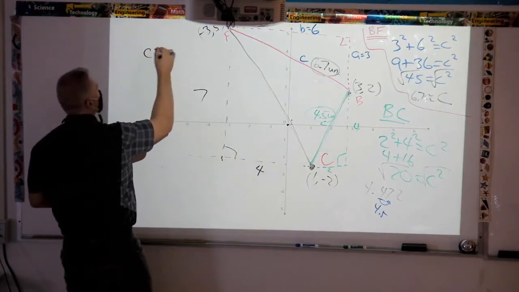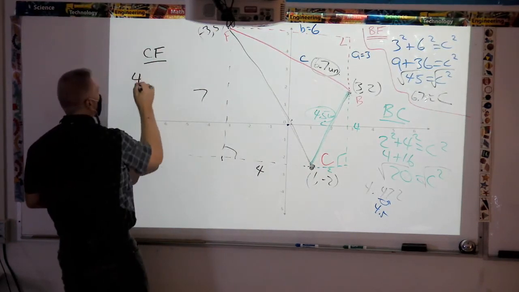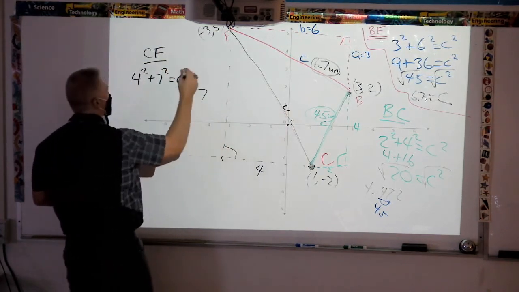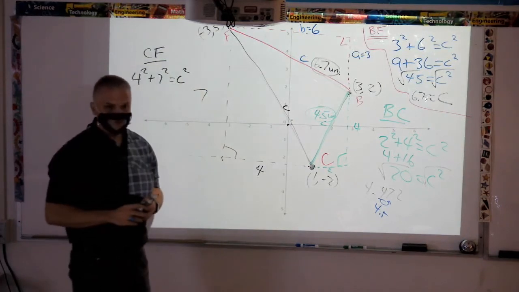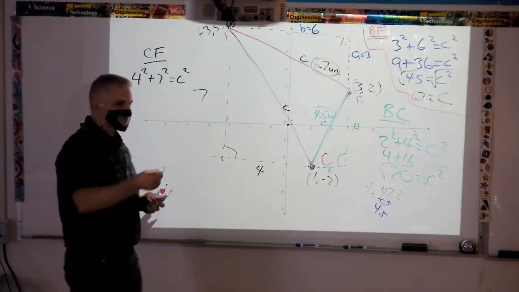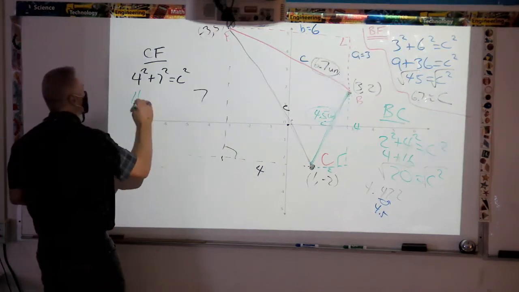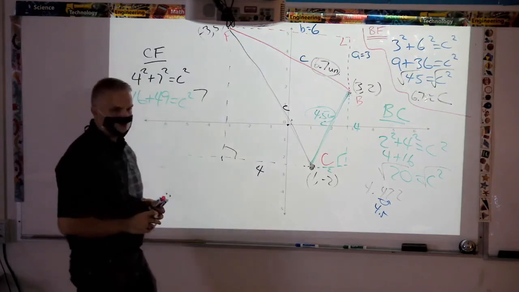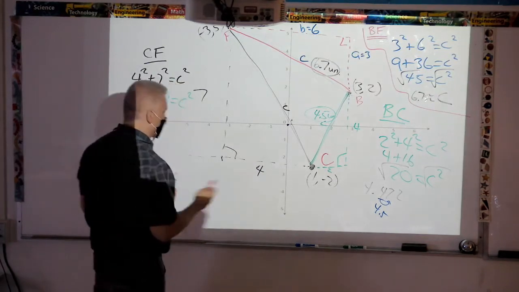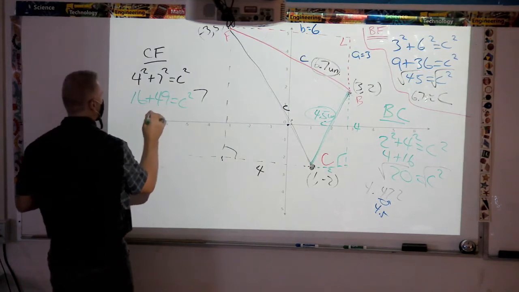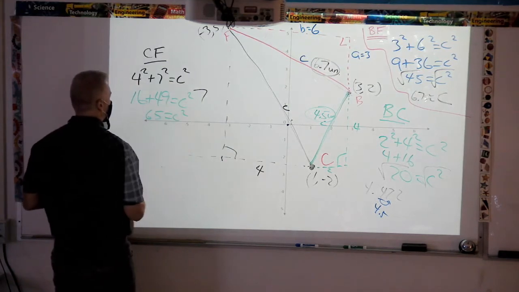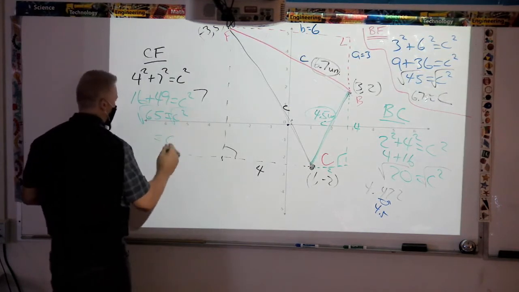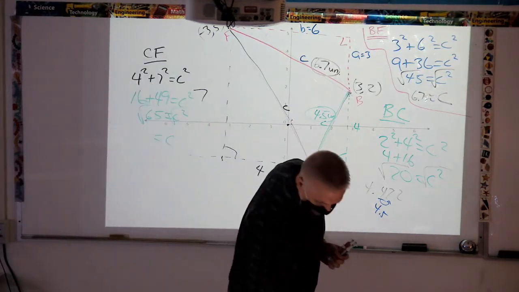So for CF, we got 4 squared plus 7 squared equals the hypotenuse c squared. Sweet. 4 squared is 16, 7 squared is 49. Add them together. What do you get? 65. What do we do with this? Square root. Square root of 65.